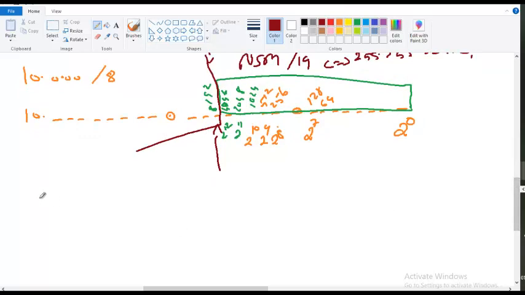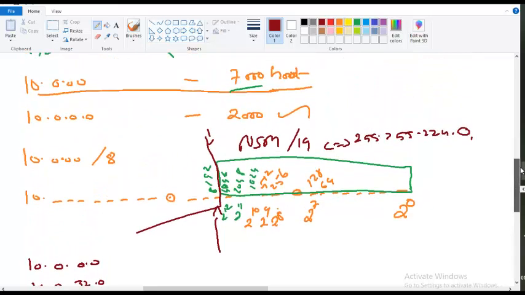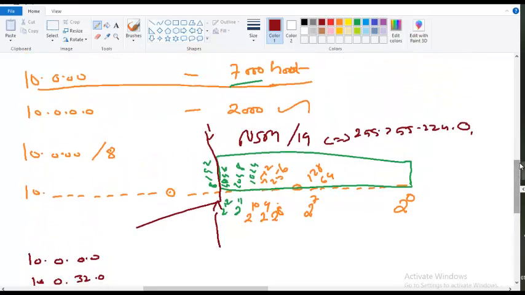Do you follow me? 10.0.0.0, then listen, I need to increment here: 10.0.32.0, 10.0.64.0, 10.0.96.0, and you know what to do next. So whether it is 7,000 or 2,000, we don't fear, because we know how the logic works.